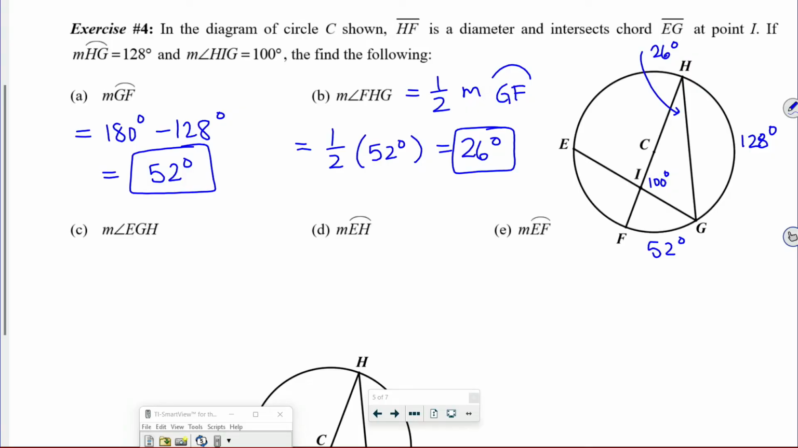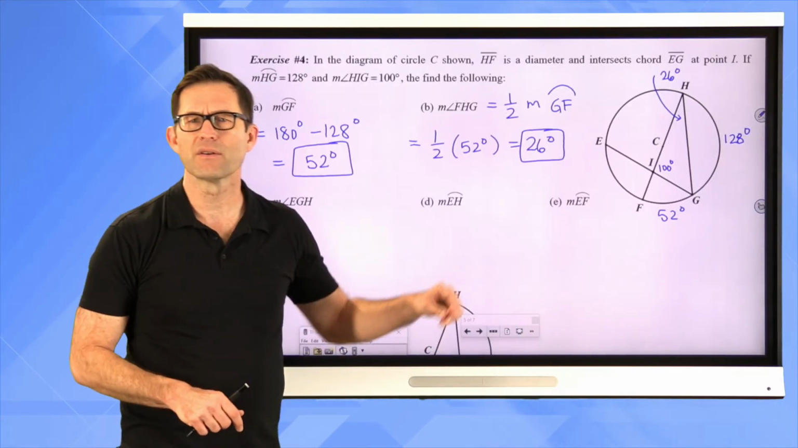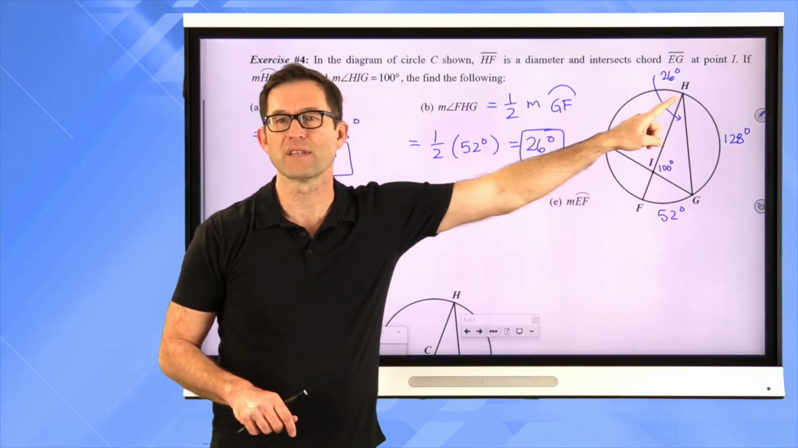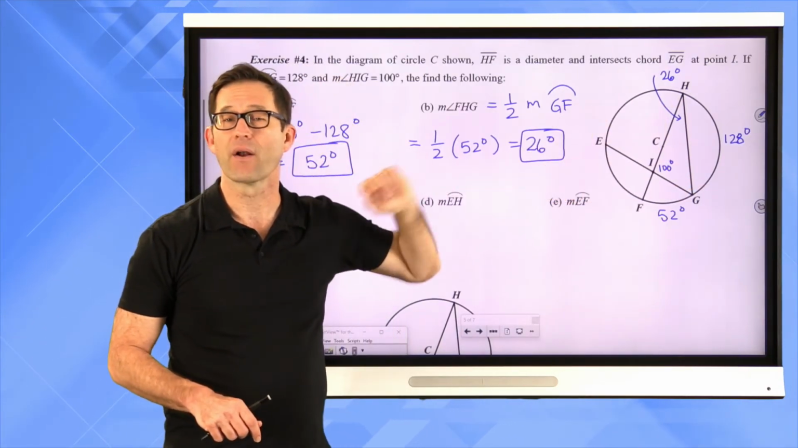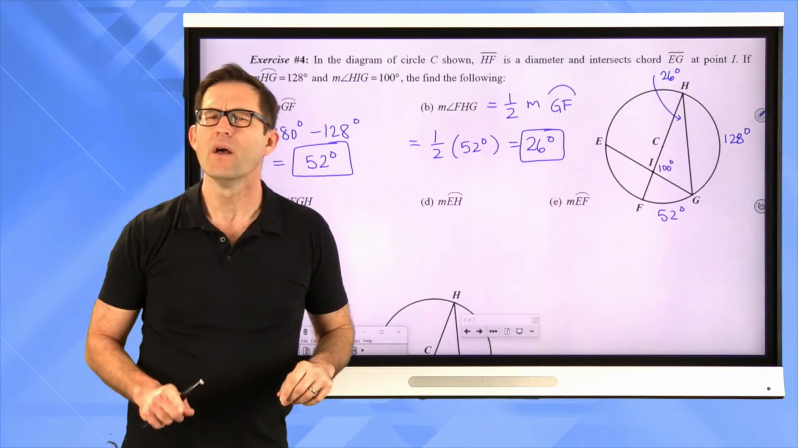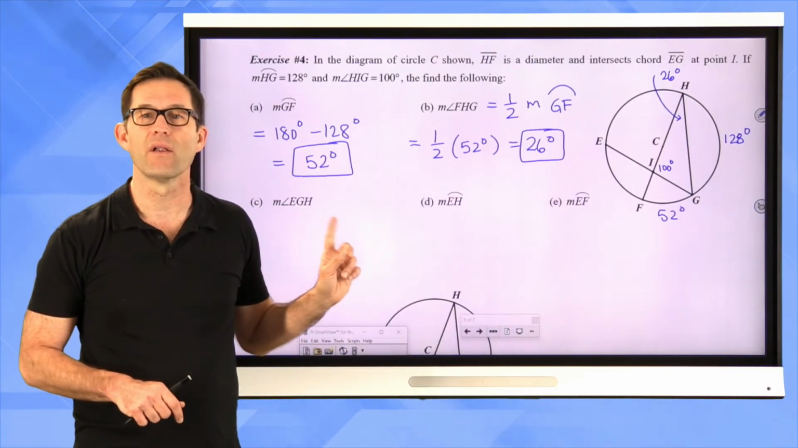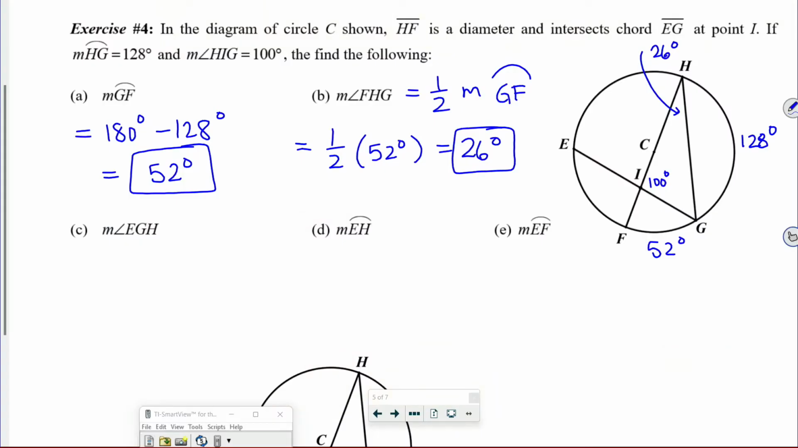Let's take a look at letter C. The measure of angle EGH. All right. Now you might think to yourself, well, the measure of angle EGH, that's an inscribed angle. I just have to do 1/2 of that arc. Well, I don't know that arc. So pause the video now and see if you can figure out how to find the measure of angle EGH.